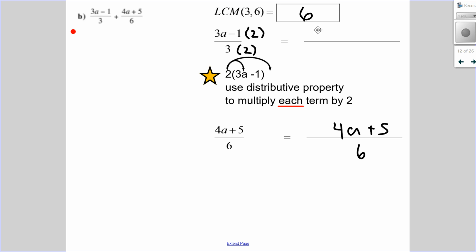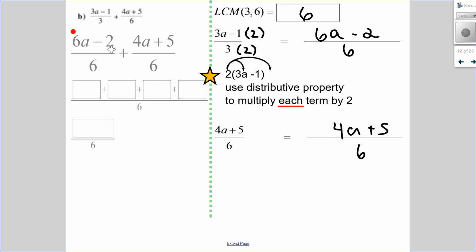So I'm doing 2 times 3a and 2 times 1. So it's 6a minus 2 all over 6. Okay, so now that the denominators are the same, I'm ready to add them. So I keep the denominators the same, and I'm going to add my numerators together.